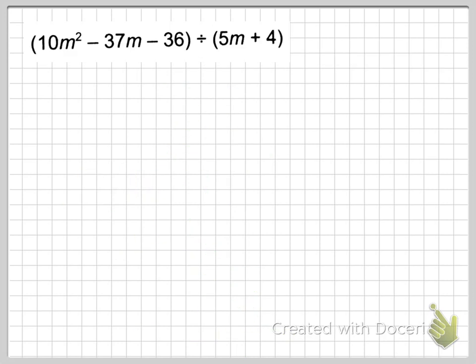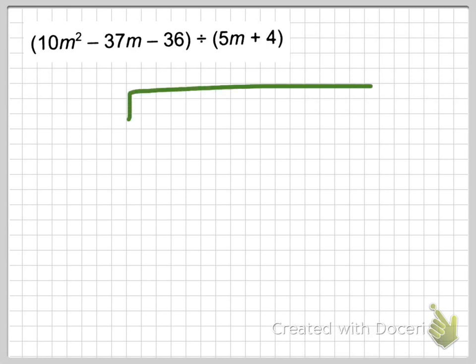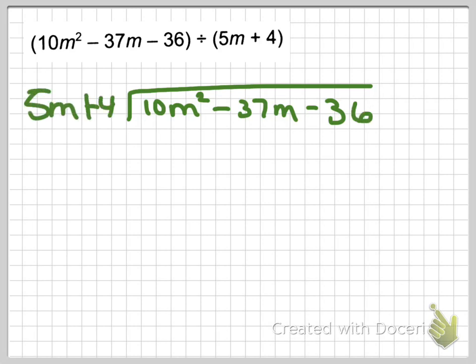And we did the same thing when we did these. This will not have a remainder. We're just going to review. This one is now written in the division form instead of in that form. So we're going to put it inside: 10m squared minus 37m minus 36, and we're going to put the 5m plus 4 here.